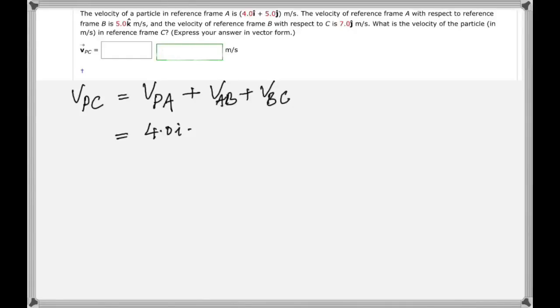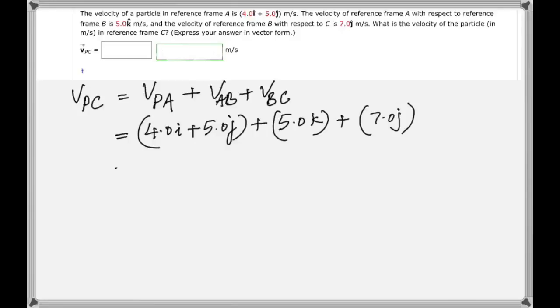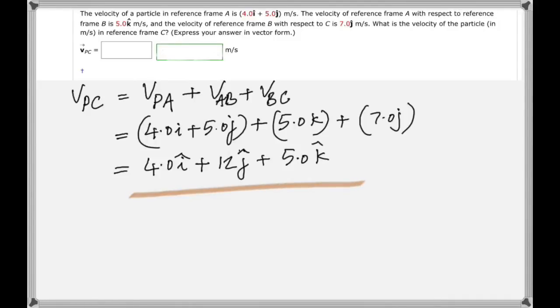So now that's given us 4.0 i plus 5.0 j. And then the other two are given likewise. So when you do the calculation, it's easy. But that is an important rule to follow. In this one, raindrops fall vertically at 7.5 meters per second relative to the earth.